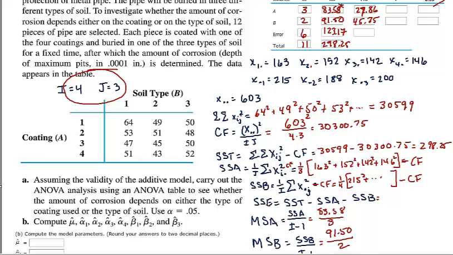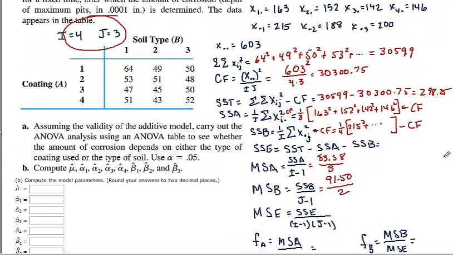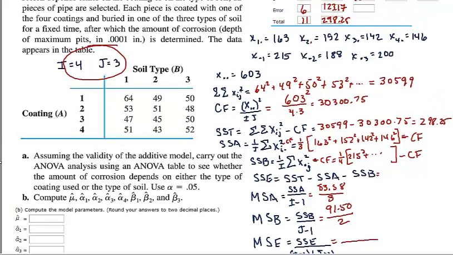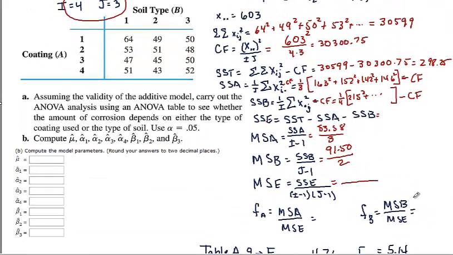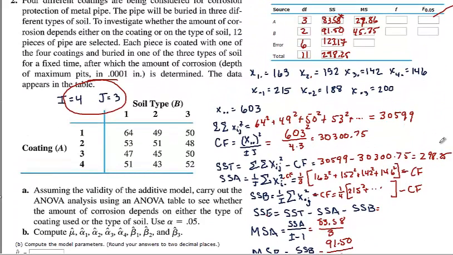And then your error for that one, your MSE, is SSE divided by, so let's go up there and get our SSE. SSE is 123.17, divided by I minus 1, that's 3, times J minus 1, which is 2. If you crunch those numbers, you should get for your MSE 20.53.